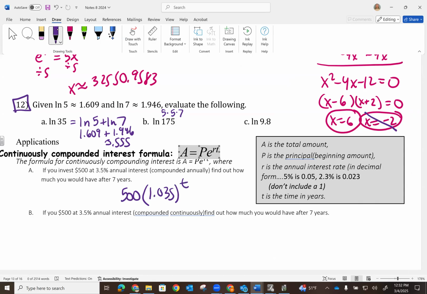Okay, and so they're like, hey, use it. So I want to remind you, if it says annually, you still use that formula. And if they say do 7 years, you'd put a 7 here and you could evaluate that to get your answer. So a reminder of, hey, annually is that formula.